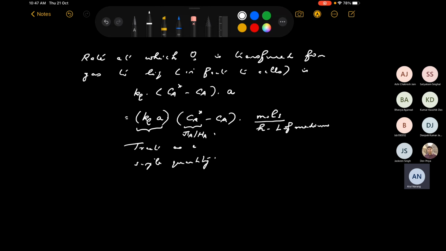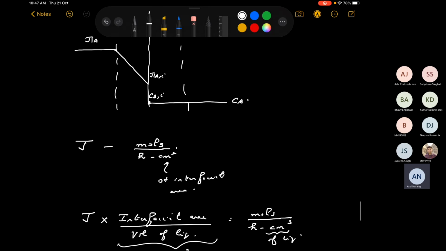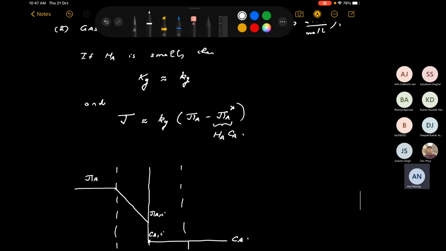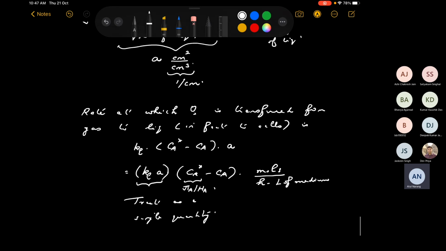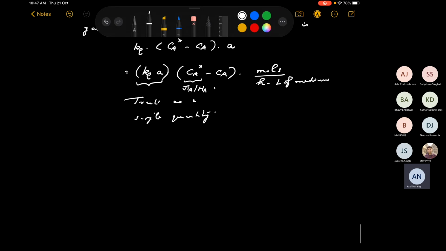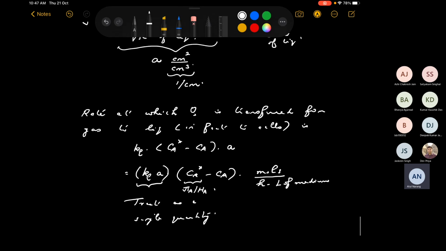And if the gas is highly soluble, as is the case for CO2, then you simply have to replace it by Kg multiplied by pi A minus pi A star, which is the appropriate expression. I think we've already gone through that, right? So if you're working with carbon dioxide, you can ignore the concentration on the liquid side and you get Kg multiplied by pi A minus pi A star.